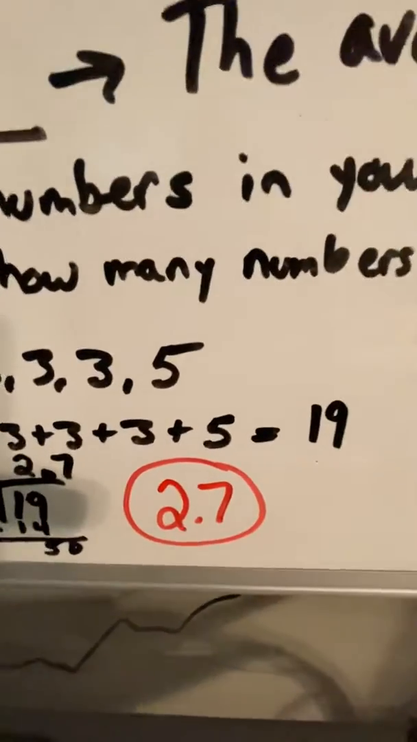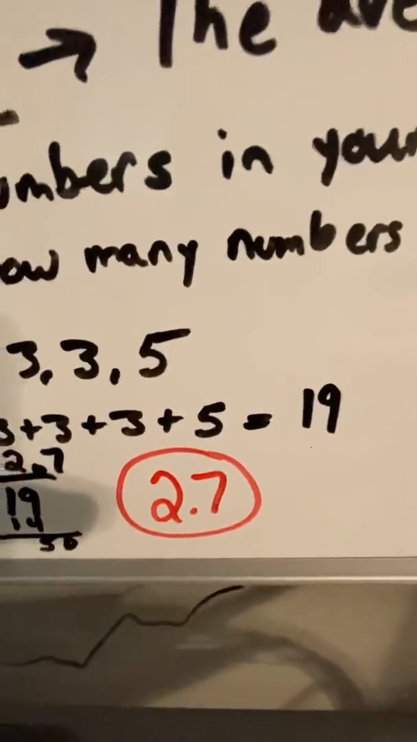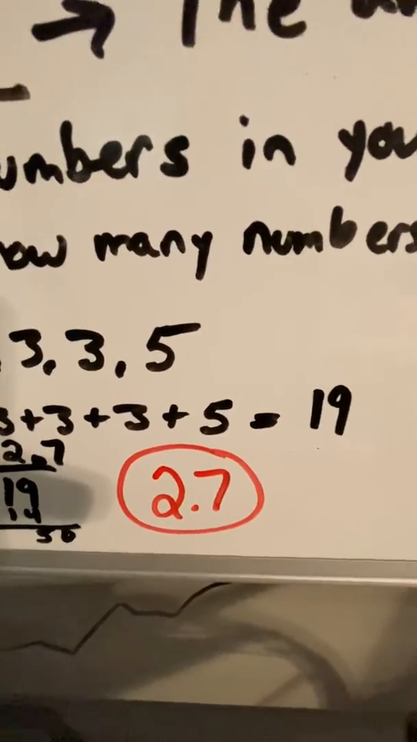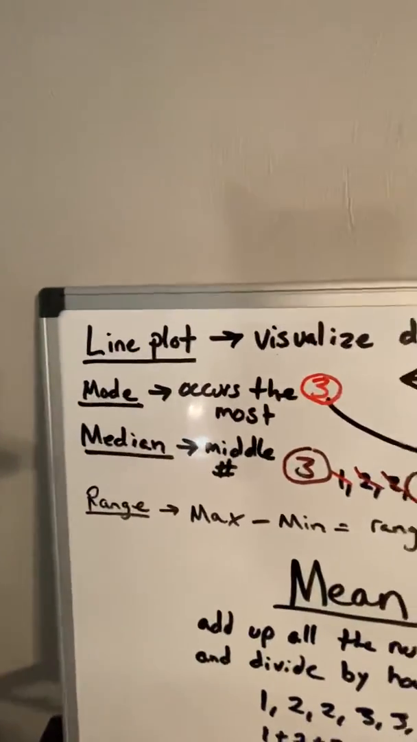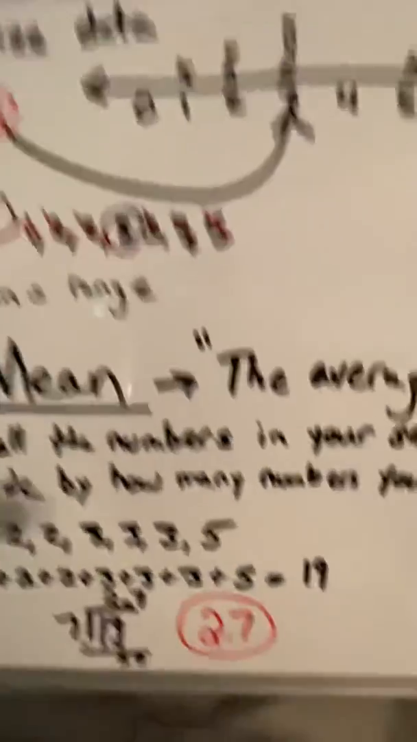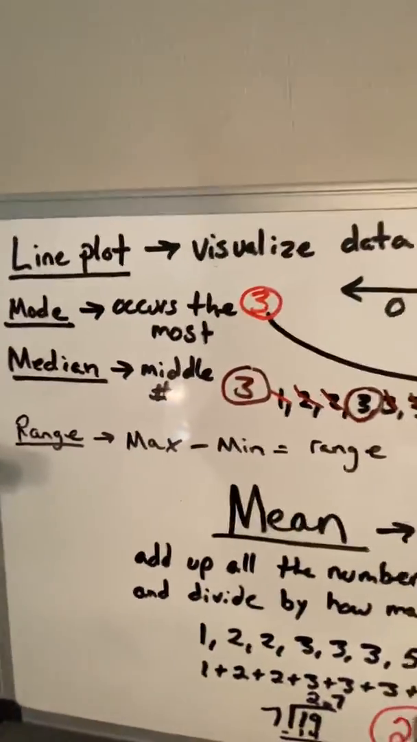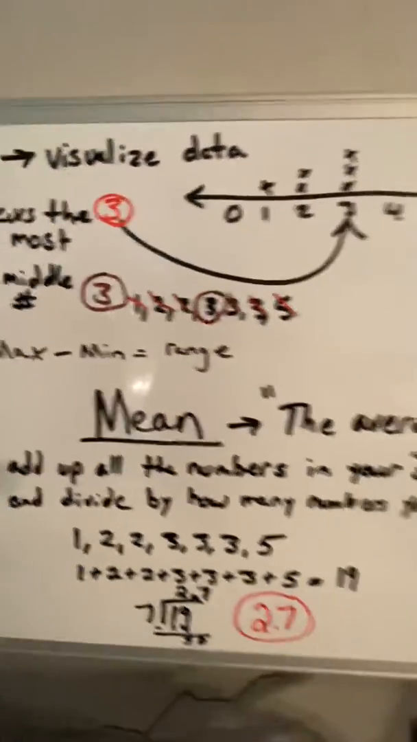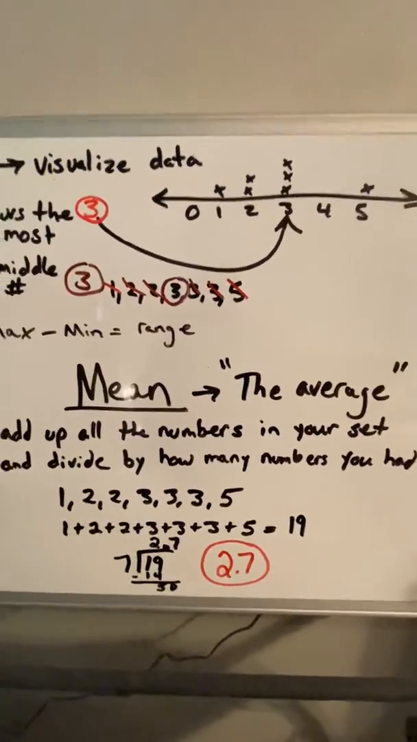Now, remember, if we rounded that, we could say it's about 3. And remember, the mode was 3, the median was 3, the mean was 3. The range ended up being 4, so not all of them are going to be the same. But again, that's mean, the average.